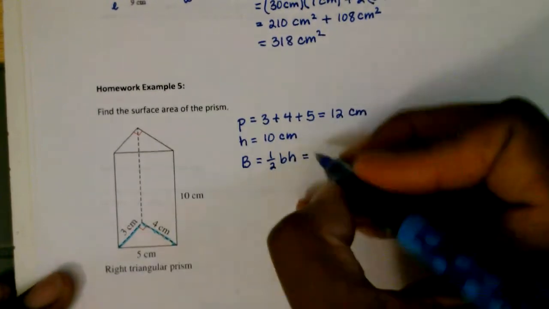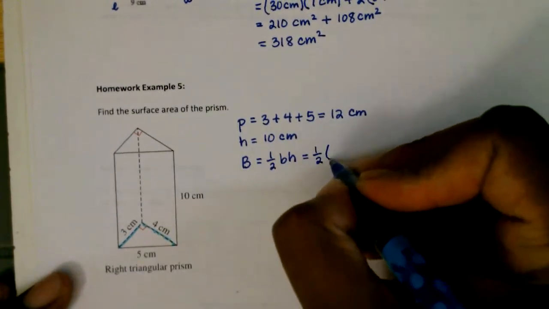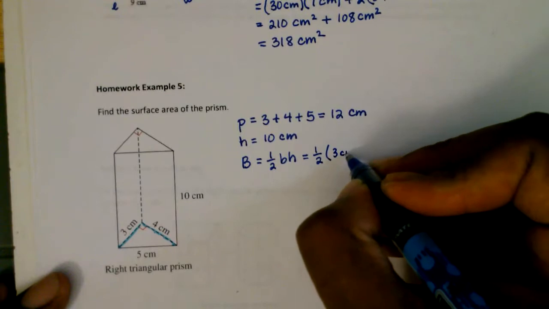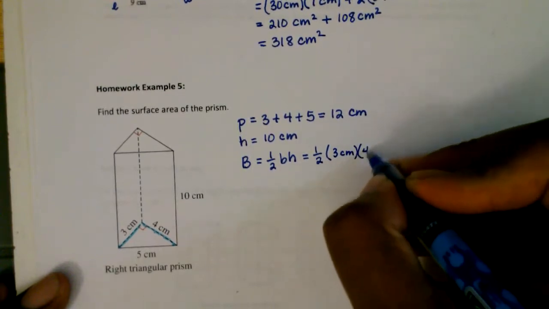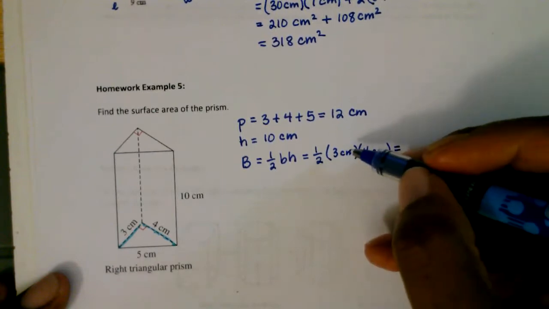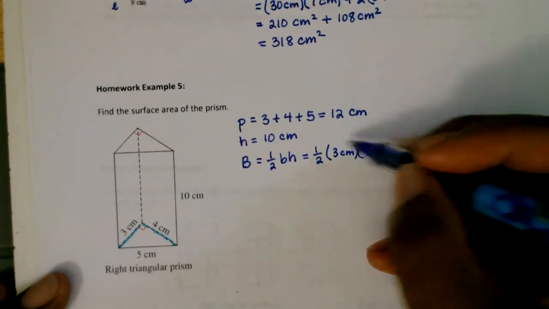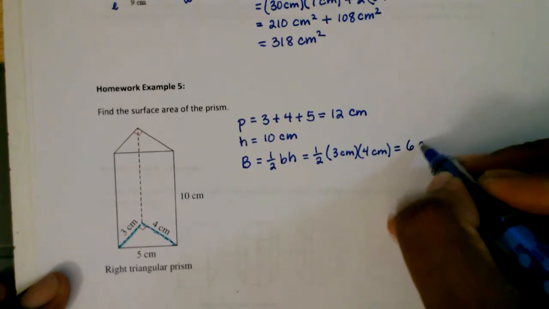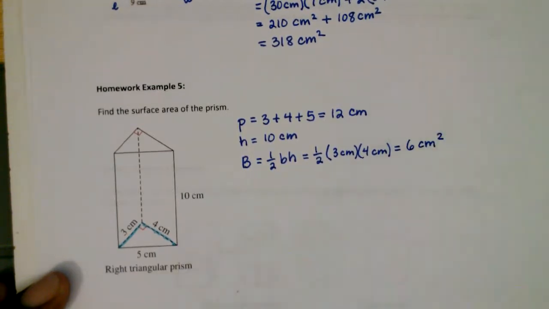So this will be 1/2. The base is going to be 3 centimeters times the height, which is 4 centimeters. So if I do, let's say, 3 times 4 will be 12, and half of 12 will be 6. So that base is going to be 6 square centimeters.